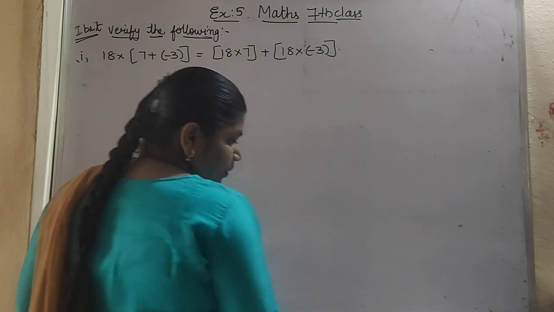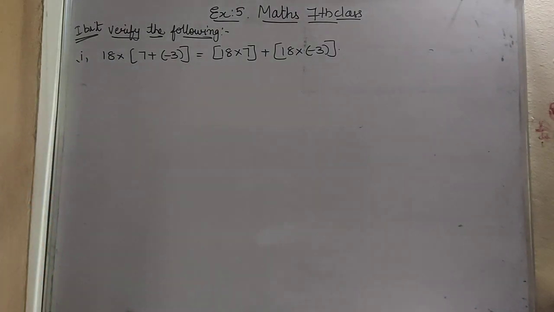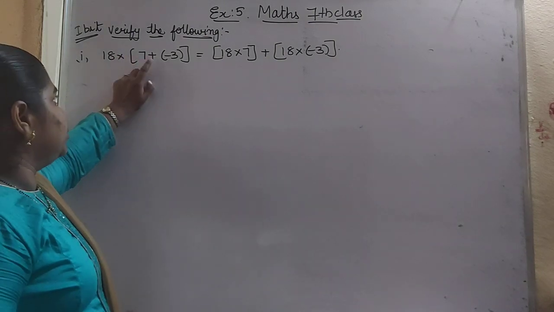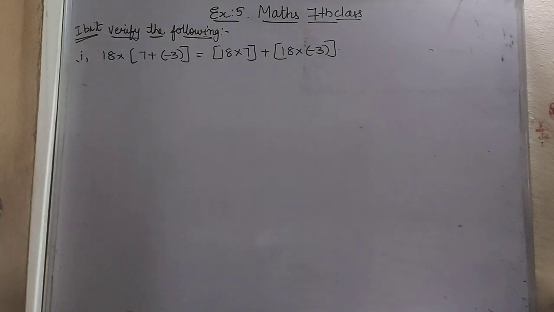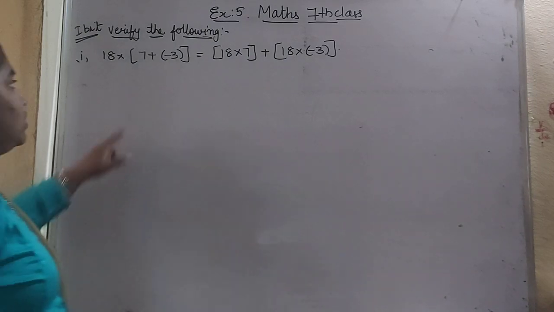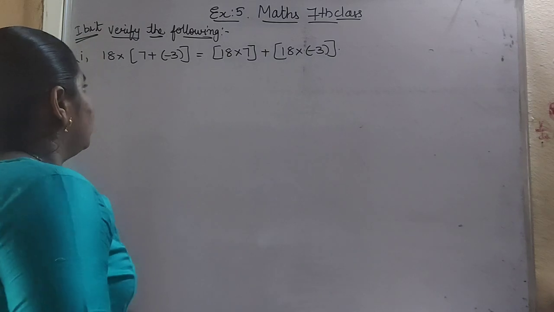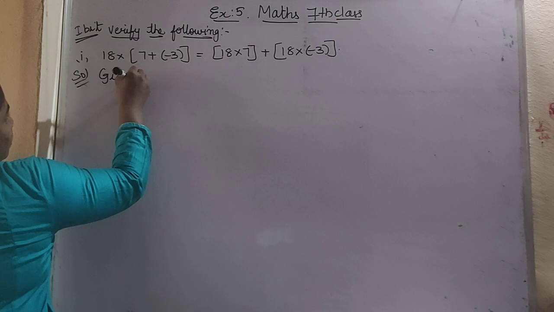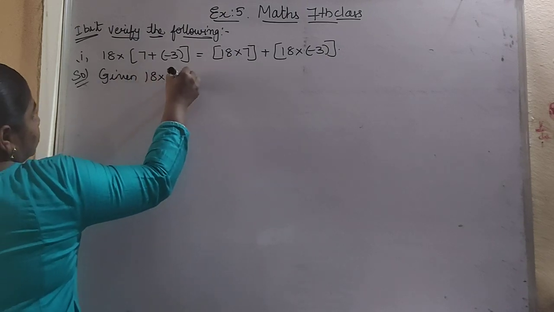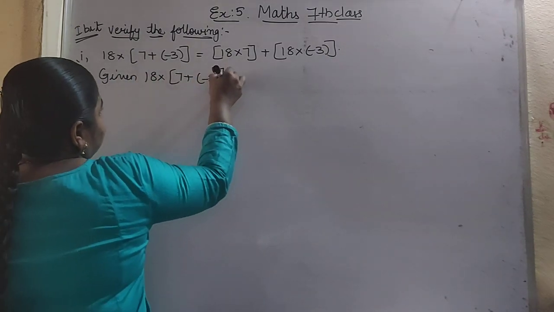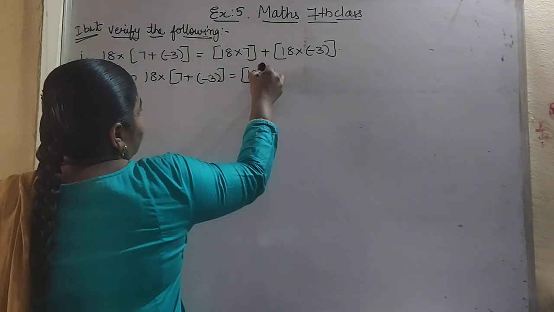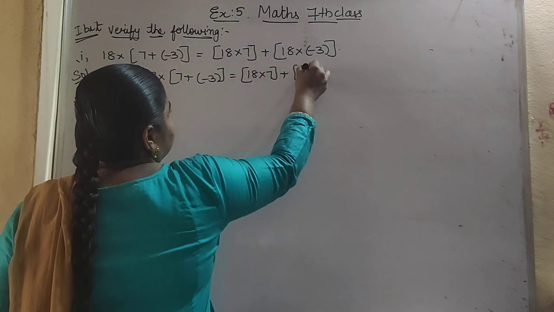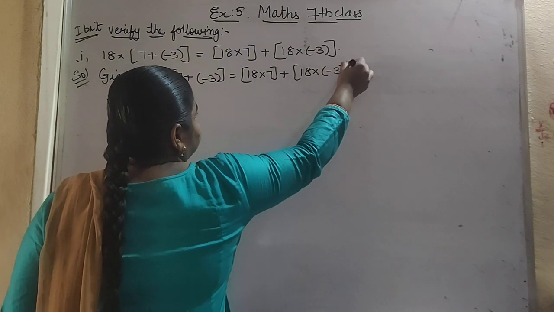Now which property is this, we have to identify first. In this you have two different signs, multiplication and addition. In which property will you see multiplication and addition together? That will be distributive property. So this is in the form of distributive property. So first we have to solve this. Given 18 into 7 plus of minus 3 is equals to 18 into 7 plus 18 into minus 3.